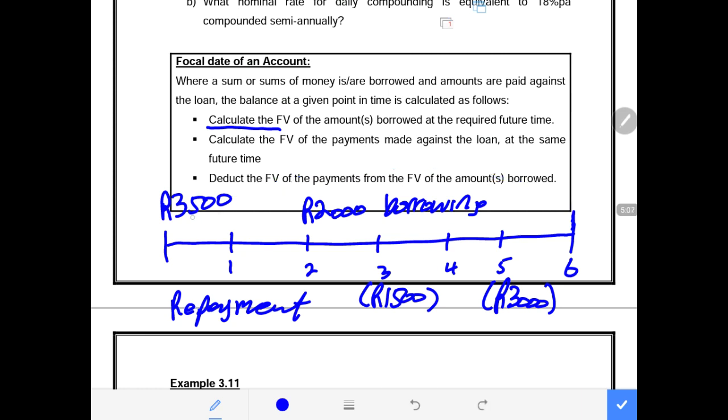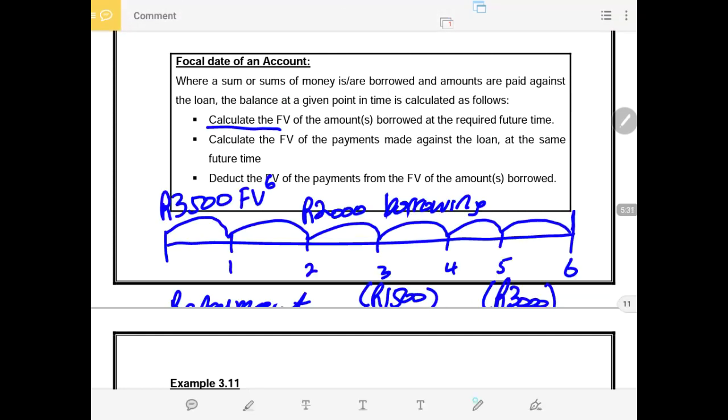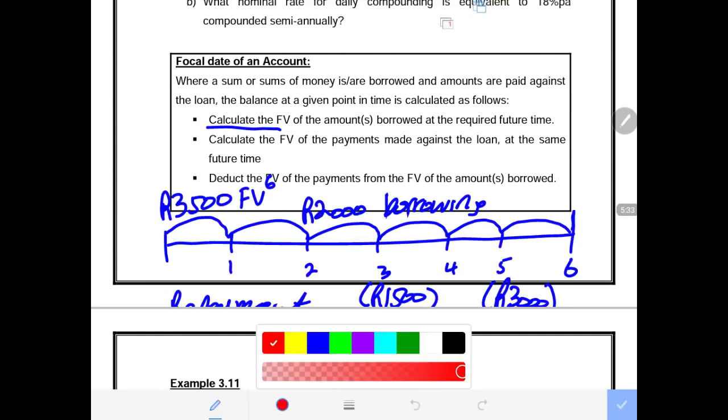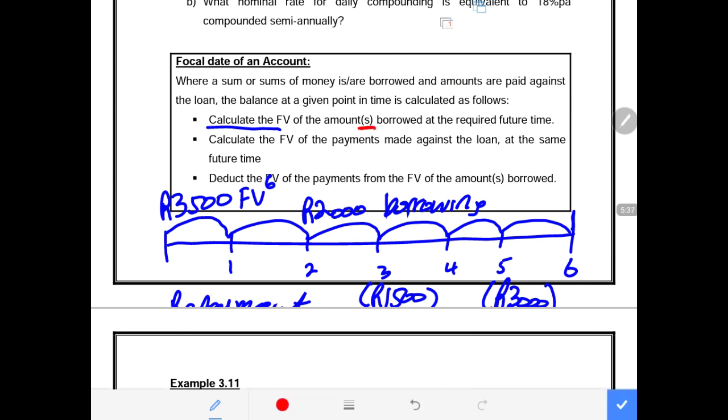That means we need to say this amount was borrowed for year 1, meaning beginning of the year, meaning it would have been borrowed for the full year 1, year 2, year 3, year 4, year 5, year 6. That means we need to calculate the future value of this amount for a period of 6 years. Then after now, we look for another amount because it said future value of the amounts borrowed.